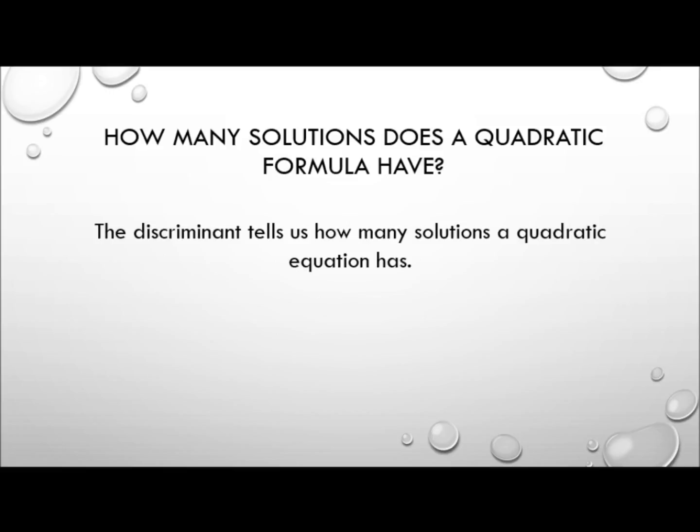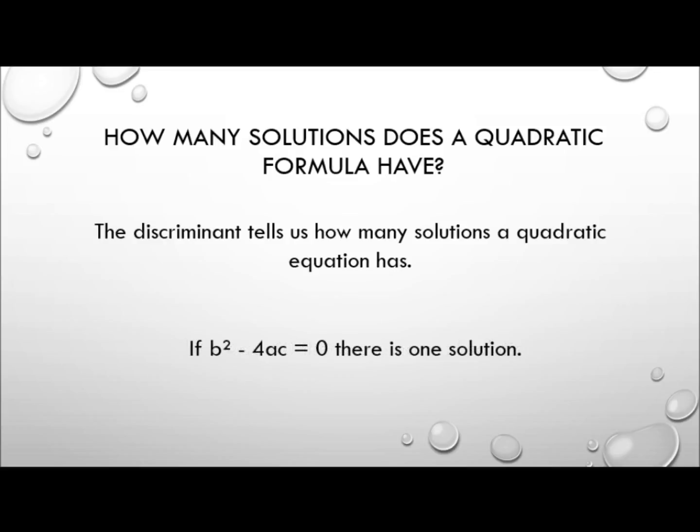The discriminant tells us how many solutions a quadratic equation has. If the discriminant is less than 0, there are no real solutions. That is to say, if b squared minus 4ac is less than 0, or if 4ac is bigger than b squared, then there are no real solutions. You can stop right there and just say no solutions or no real solutions.